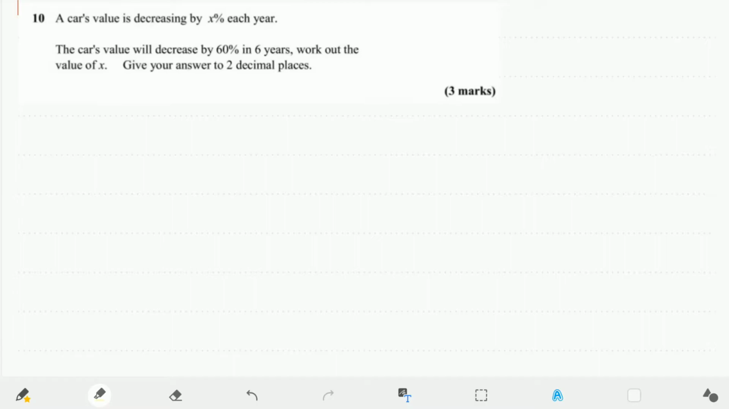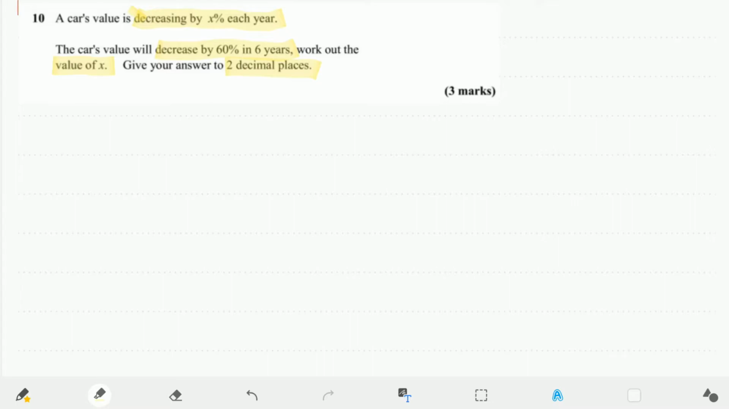So the first bit is that the car's value is decreasing by X% each year. That's important that we know that it's decreasing, and also that it's by a certain percentage. The car itself is not really important in this question so far. The car's value will decrease by 60% in 6 years. We are trying to work out the value of X. And finally, giving our answer to 2 decimal places.